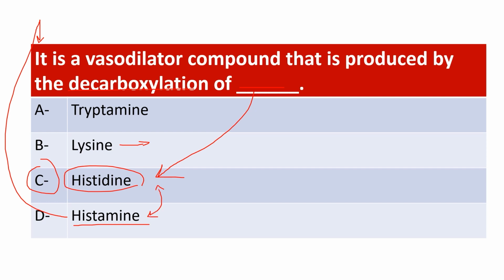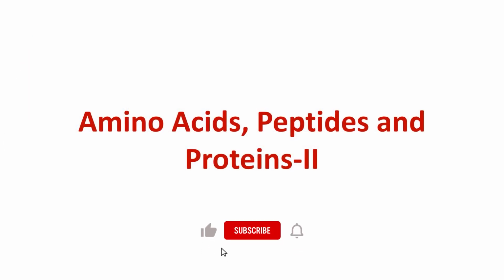Both options, histamine and histidine, may create confusion for you. But the question is asking about the amino acid, not its product, and not its product after decarboxylation. Be careful. We have finished the questions for section 1, and it's time for the questions of section 2.